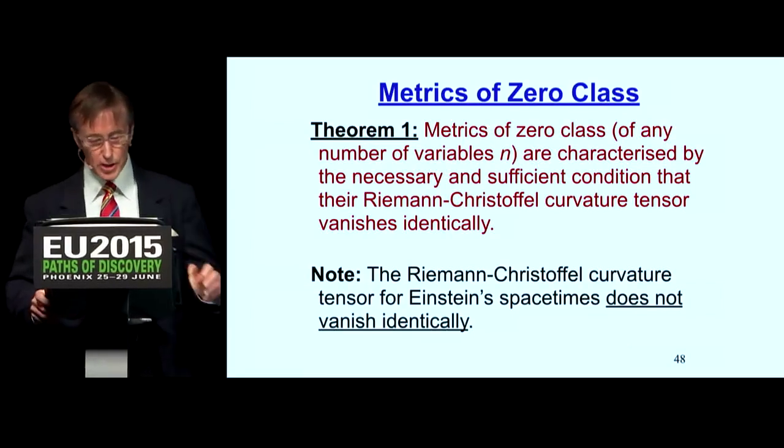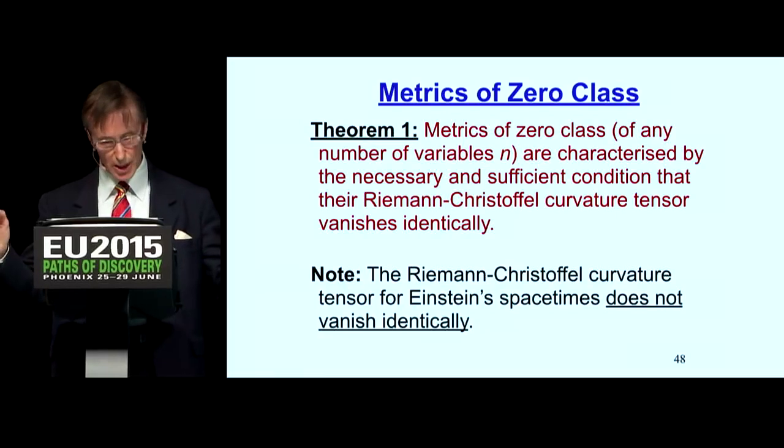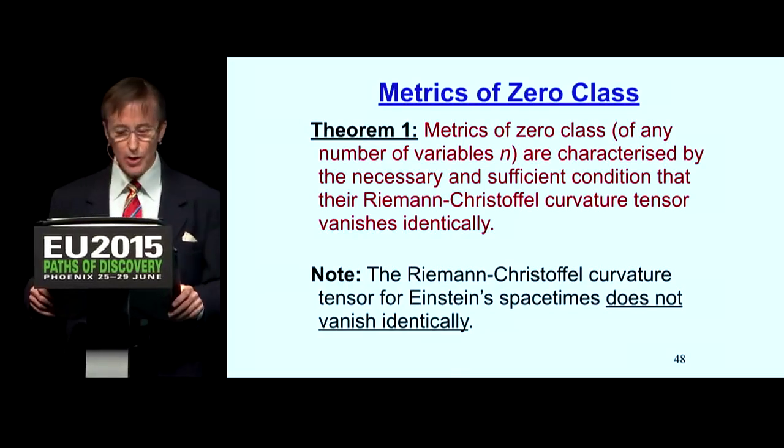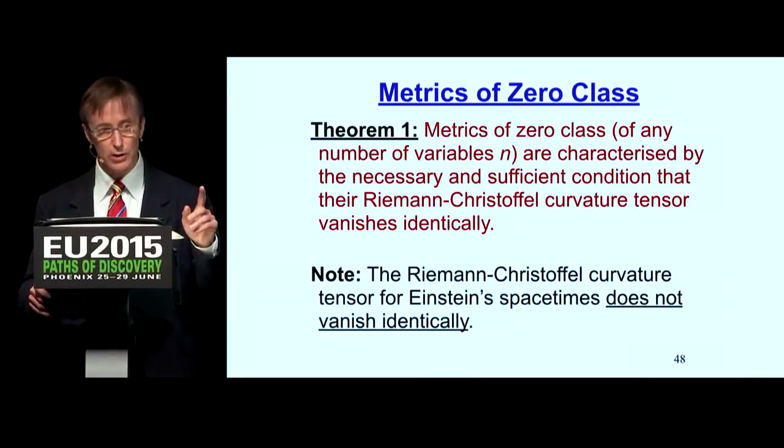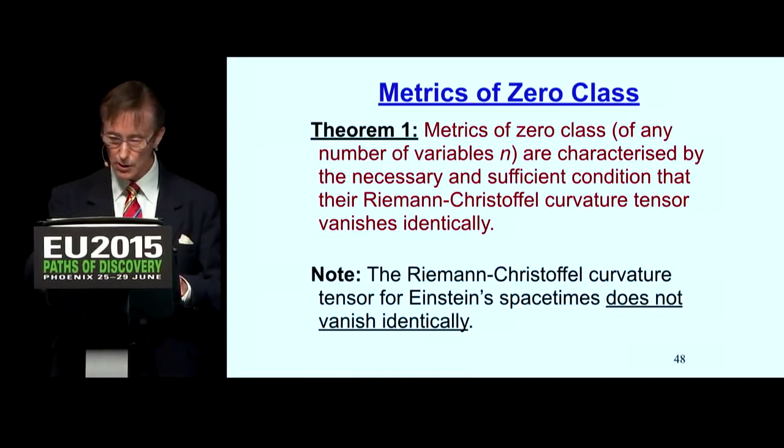Metrics of zero class is the theorem. I didn't make it up. Go and see the mathematicians. Metrics of zero class of any number of variables n are characterized by the necessary and sufficient condition that their Riemann-Christoffel curvature tensor vanishes identically. Now, I've put a note. The Riemann-Christoffel curvature tensor for Einstein space-time does not vanish identically. So we're in this thing.